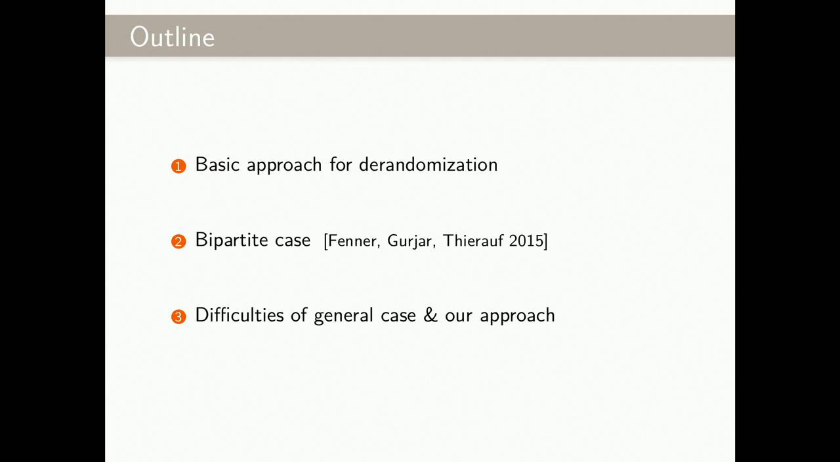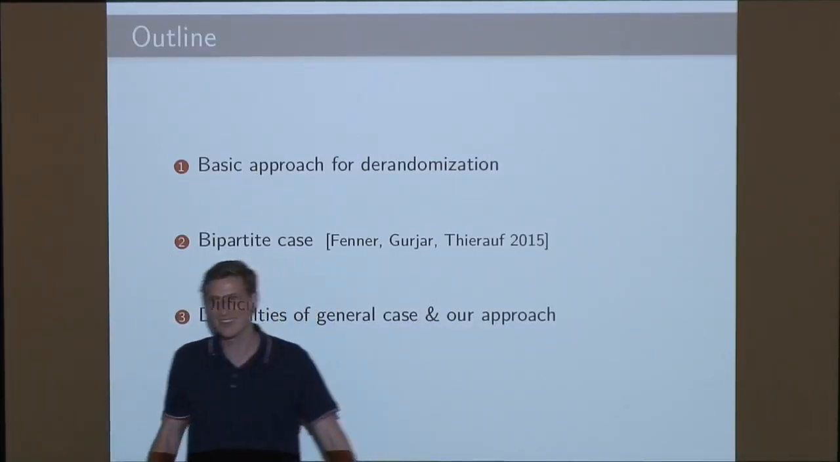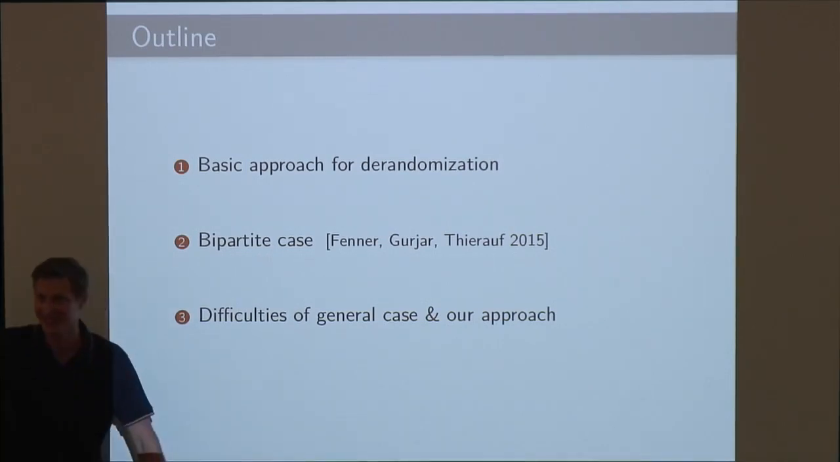All right, so the outline now is that I give the basic approach that is used for derandomization here. Then I will explain this bipartite case proof, which is very clean. Hopefully I will do a good job. The reason we started to work on this is because we saw Gurjar's very nice 20-minute talk. It's basically the only 20-minute talk where I could almost understand the proof. Then I felt like, wow, we should work on the general case. So now I have more time, so hopefully I will do a reasonable job explaining their proof. And then we'll see the difficulties in the general case and our approach.